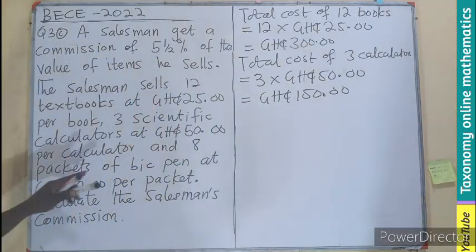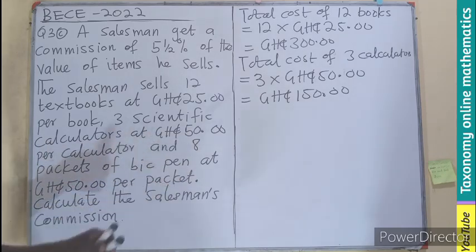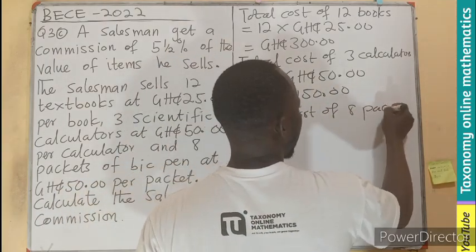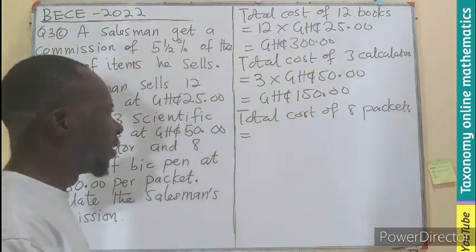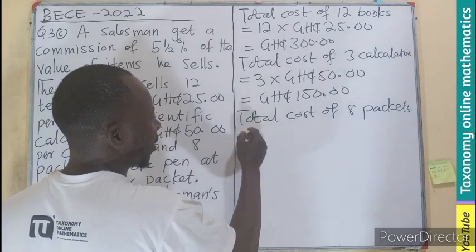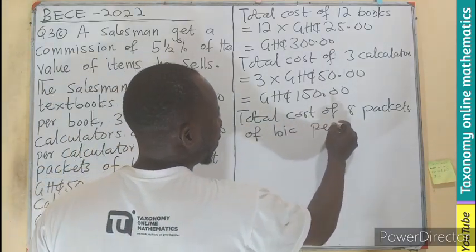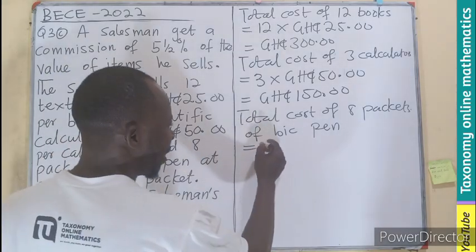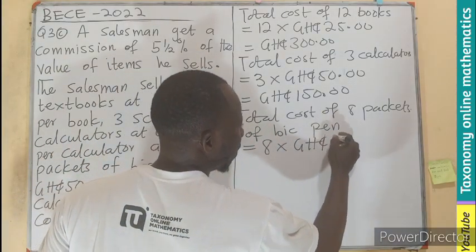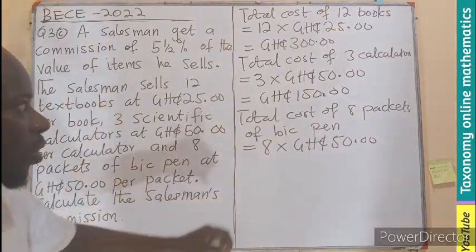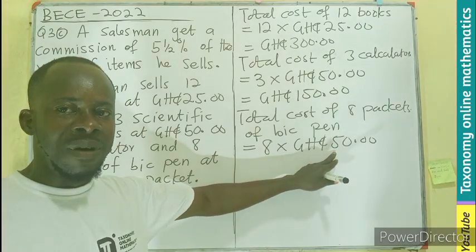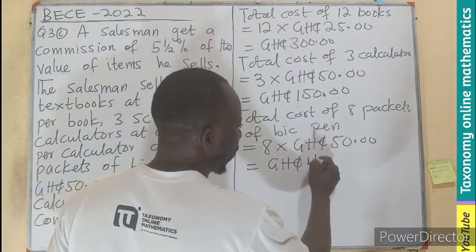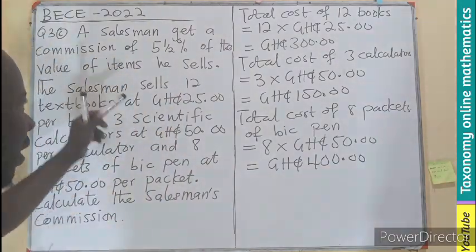Alright. Then let's move on to the next one. 8 packets of big pen. So let's see the total cost of 8 packets of the big pen. Let's indicate packet of big pen. How many packets are you selling? 8 at a cost of 50 cedis per packet, meaning 8 will multiply the 50 Ghana cedis, and the same way we multiply the 3 and 50, 8 times 5 will give us 40. 40 times 10 will be 400. So you'll have a total cost of 400 cedis. So these are all the 3 items being sold.